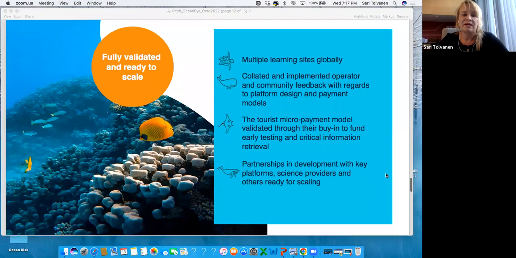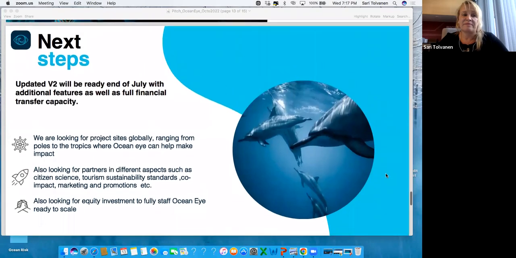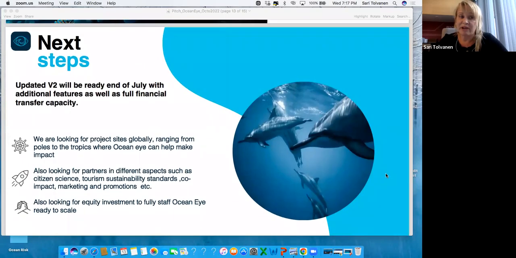Our next updated product will be ready at the end of July. Now it will have all the additional features that were requested, as well as the full financial transfer capacity. Before, we were doing cash-based transfers. So as next steps from the end of July onwards, we're looking for more project sites globally.